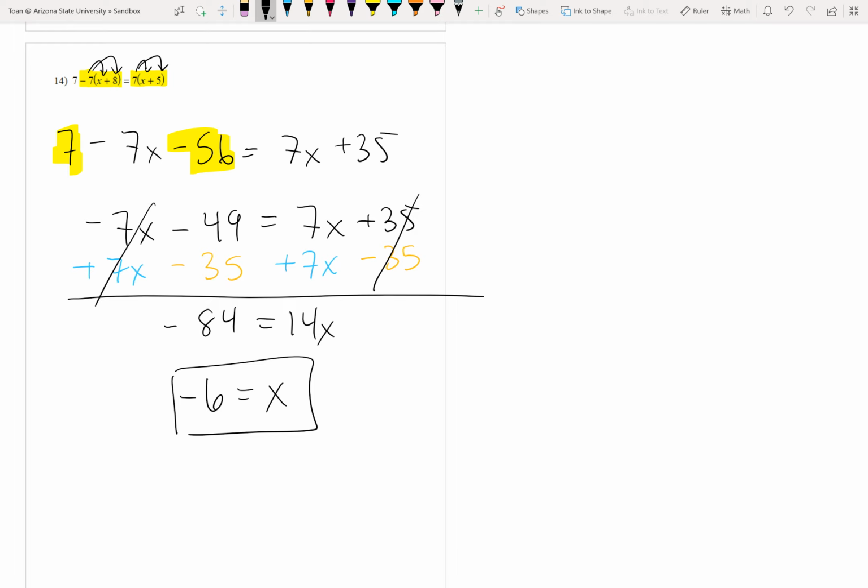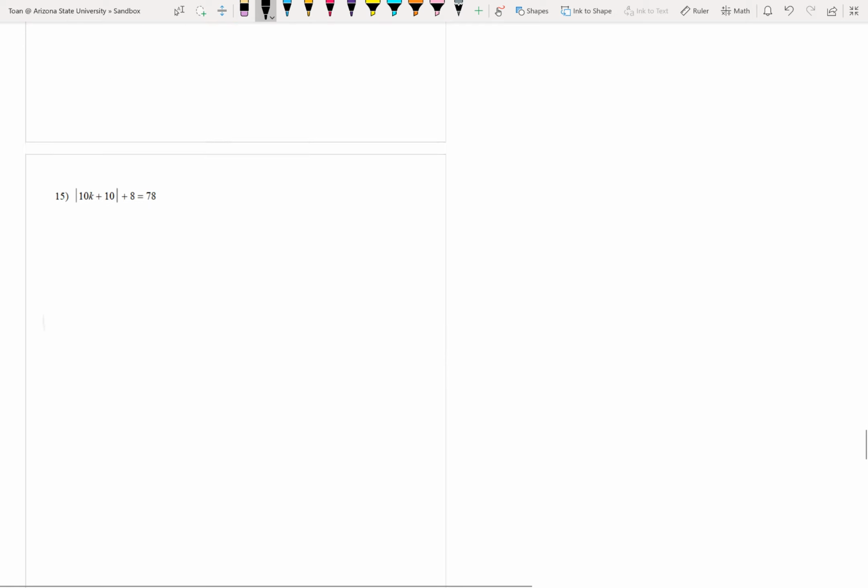So just straightforward solving linear equations, simplify both sides, and then solve. Number 15 is an absolute value linear equation. Now, how that changes your thought process is before you can do any solving for the variable, you want to get the absolute value stuff by itself. So I hope by highlighting it's very clear that my first step is to get rid of that plus 8. So very simple. Let's minus 8 from both sides.